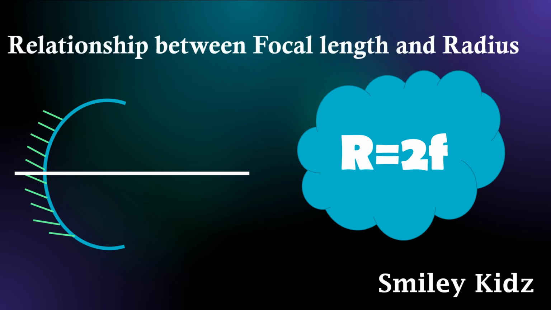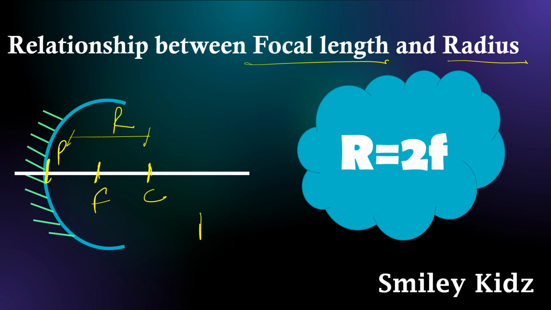Now we're going to see the relationship between the focal length and the radius. This is the center of curvature and this is the pole of the mirror. The distance between P and C is the radius of curvature, and we know that when all the light rays converge at a point, that particular point is known as the focus of the mirror. And it's very important to know that PF is equal to FC. That is, the distance between P and F and the distance between F and C is every time equal, right?